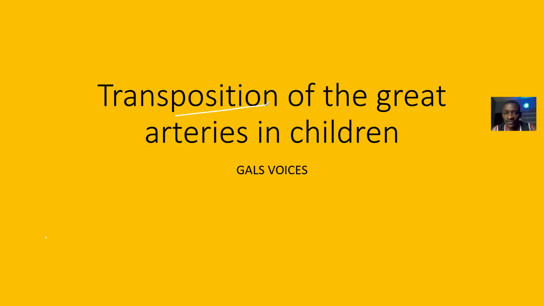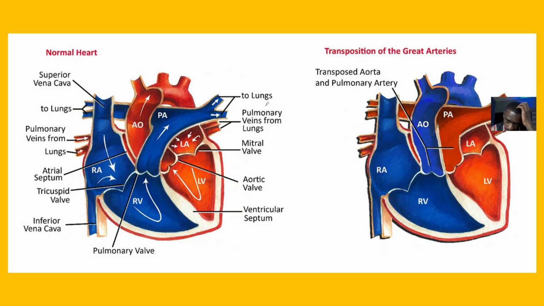Now for the next up, we are looking at transposition of great arteries in children. Now look at this. Normally, the aorta should be above the pulmonary artery. But in transposition, there's a change of position. Okay?